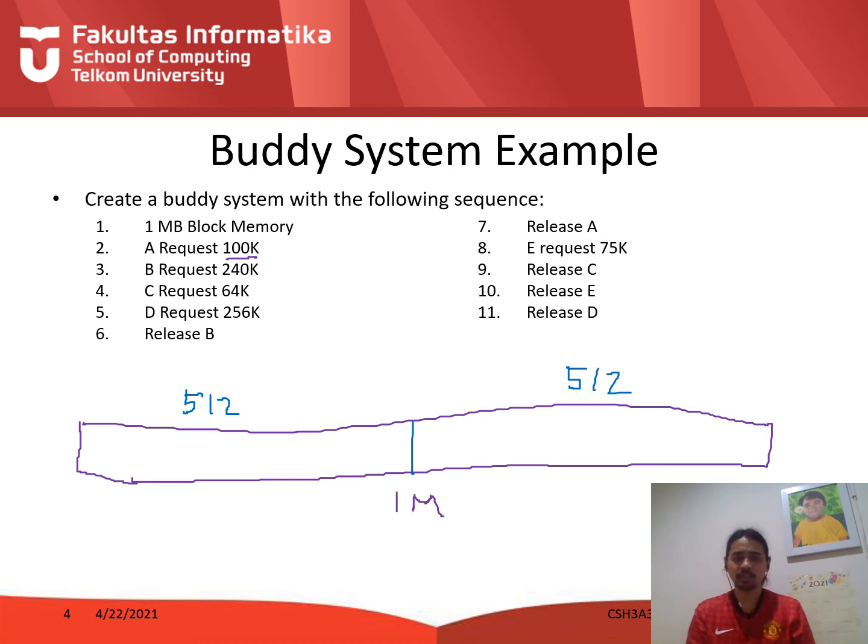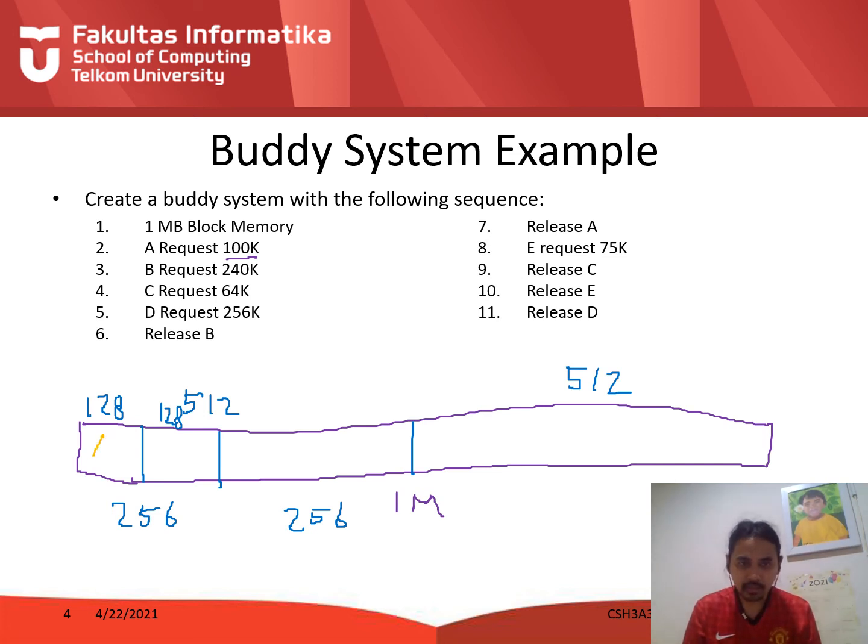So we can still divide it, because if we divide it, it becomes 256 and 100 will still fit. So we divide it again and we get 256 and 256. And we still can divide it, because if we divide this, we get 128. Now if we divide 128 into 2, we get 64, so we can't divide it, and so we put A here. So here we put our first partition A.